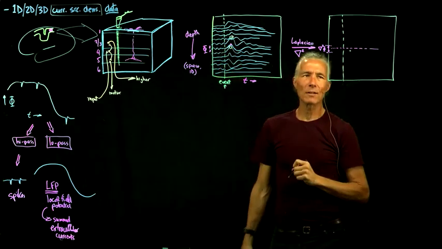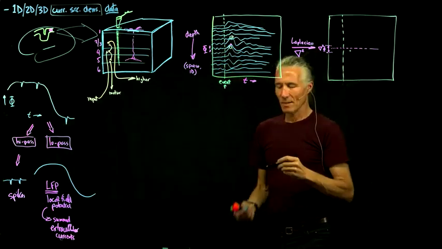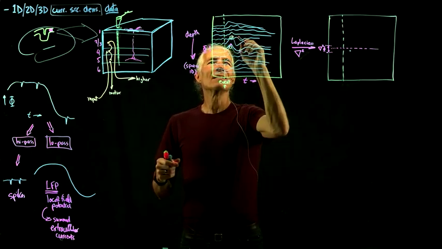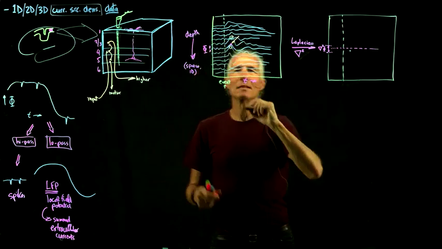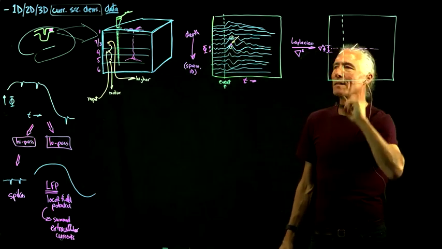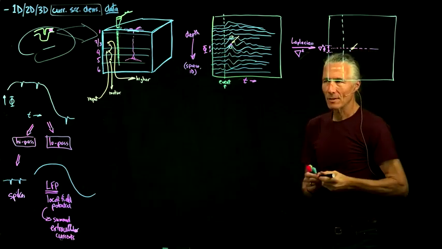So we just did a single computation for that point in depth, and that's what we got. We got a current source density, a negative current source density.